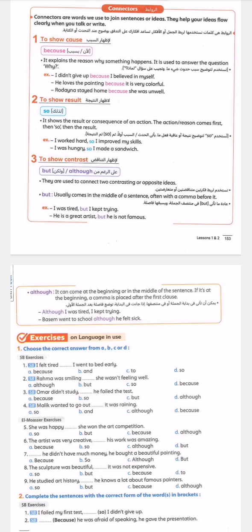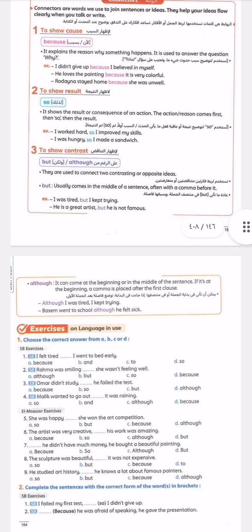We have two actions. The first action, I worked hard. The second action, I improved my skills. We can note that the second sentence or the second action, I improved my skills, is a result or a consequence of my hard work. So the second sentence is a consequence or a result for the first action I did in the first sentence. We use the connector so to join two sentences. There is a result relationship between them.